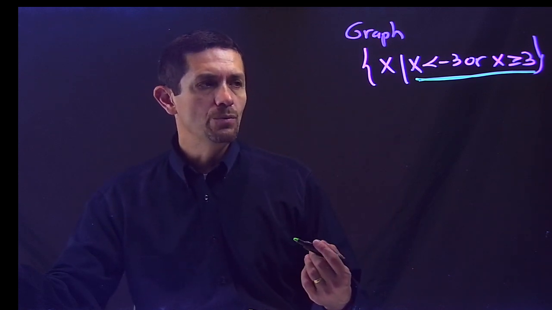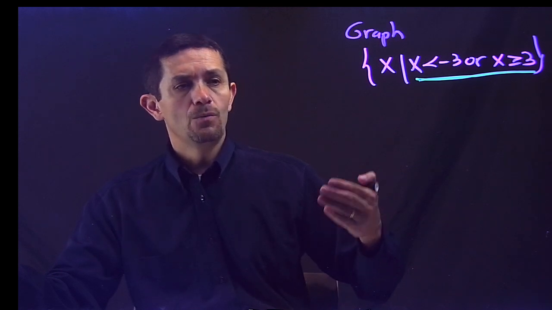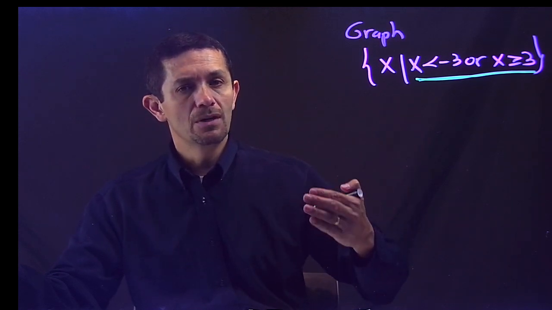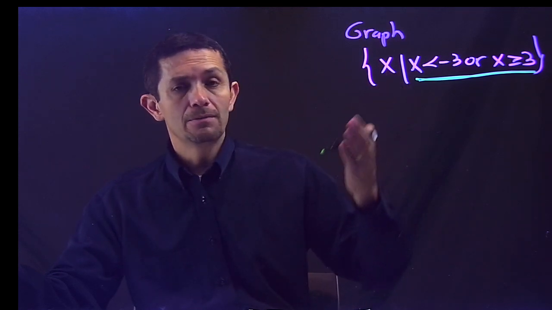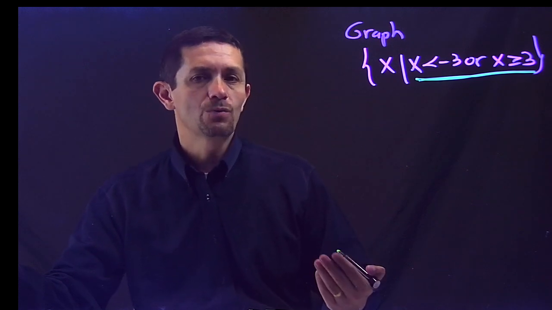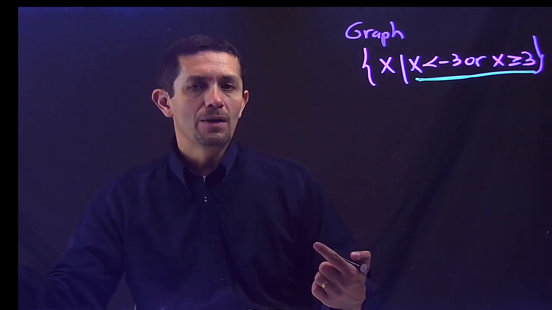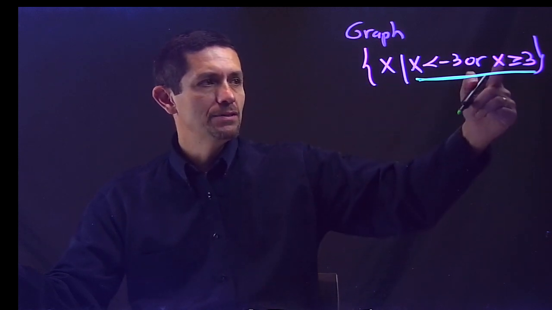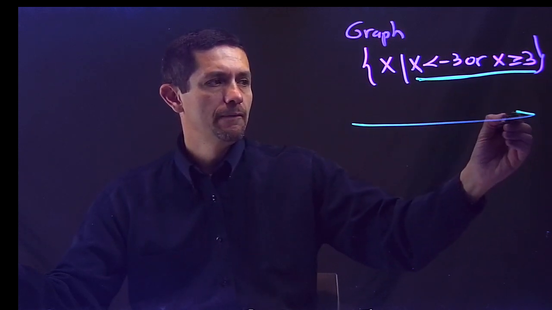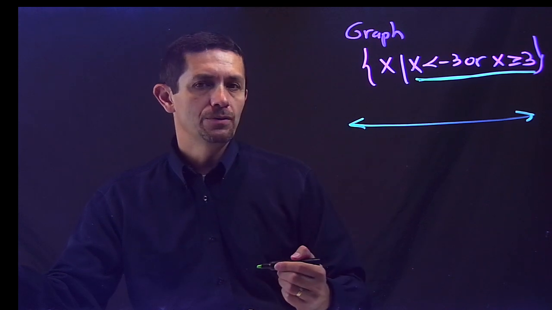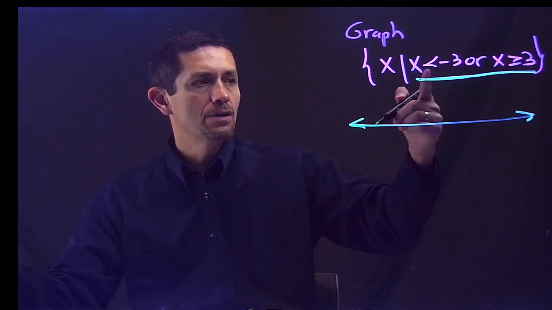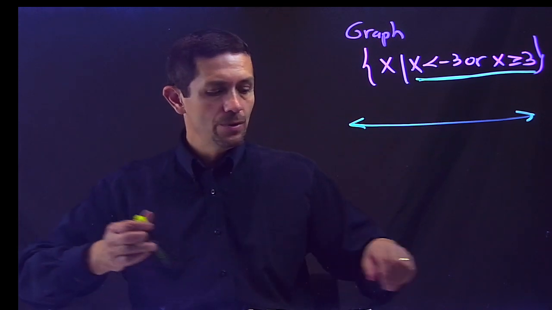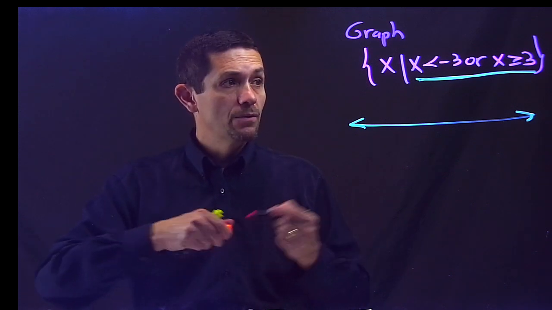Normally we write an answer as a graph, we write an answer in interval notation, and we write an answer as set builder notation. So there are different ways to write the same answer. So graph, pay attention to the inequality. Okay, so let's start. x is less than negative 3, or x is greater than or equal to 3.